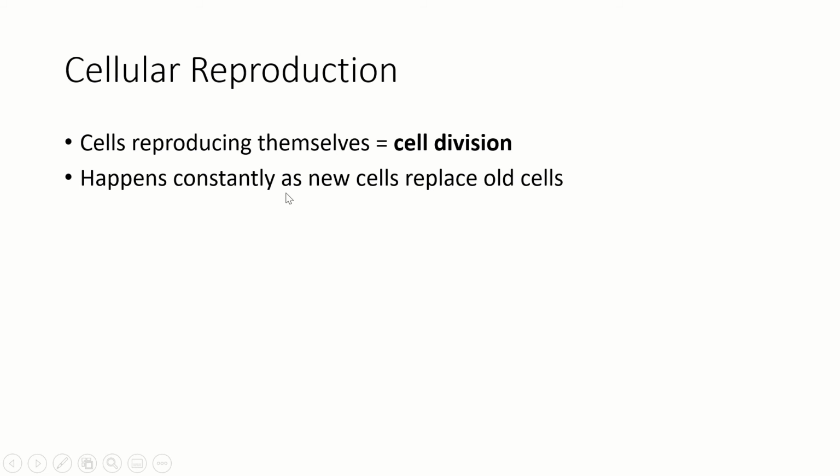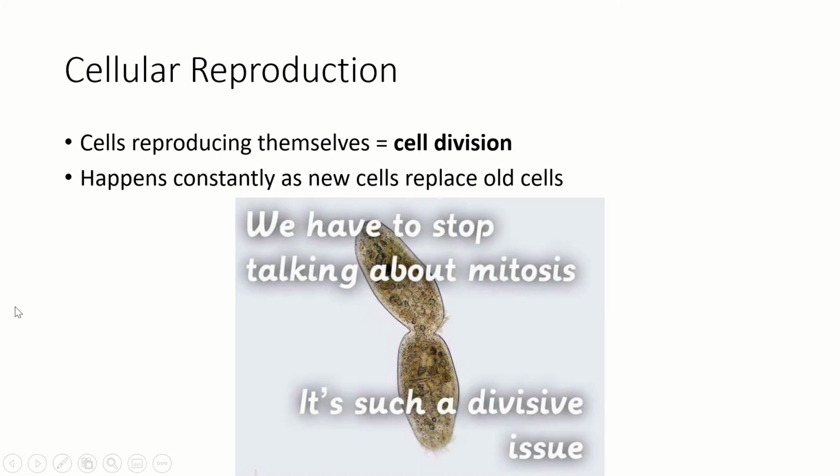This is happening constantly. Most of the cells in your body can do this. Old cells are going to do mitosis, this process of cell division, to create new cells to replace them. In other living organisms, this is constantly happening as organisms grow, as old cells break down. So this is a constant process of creating new cells to replace old cells.